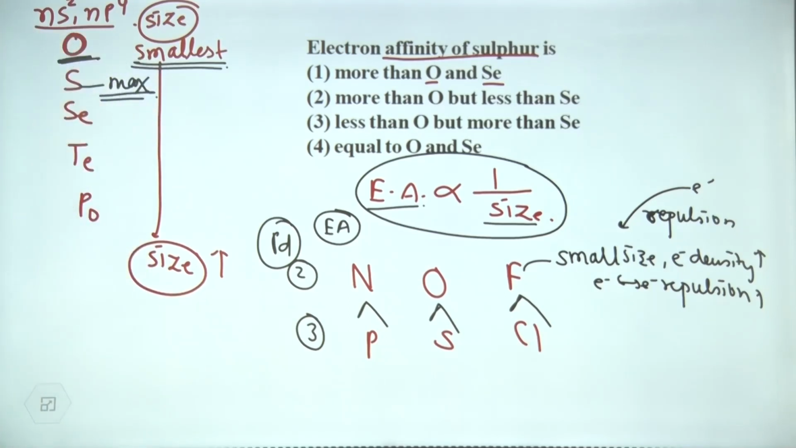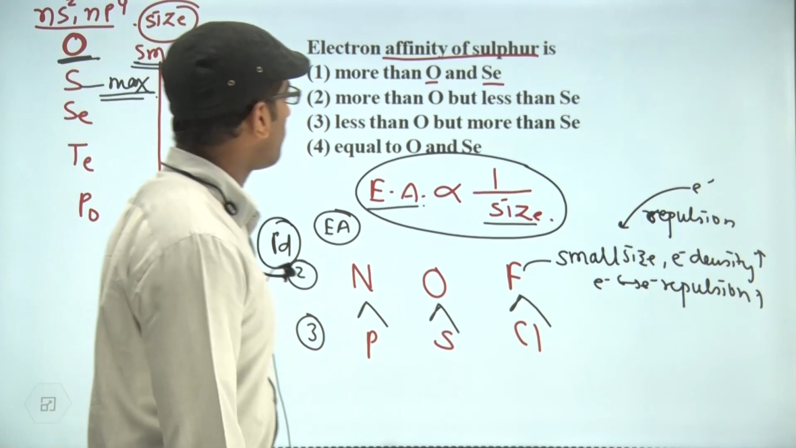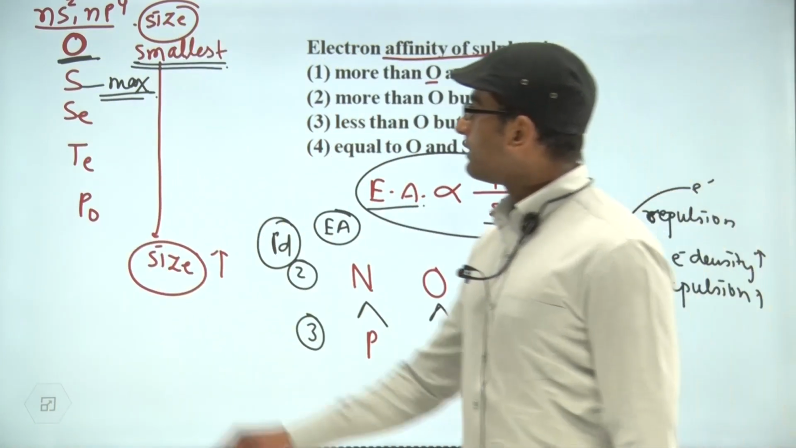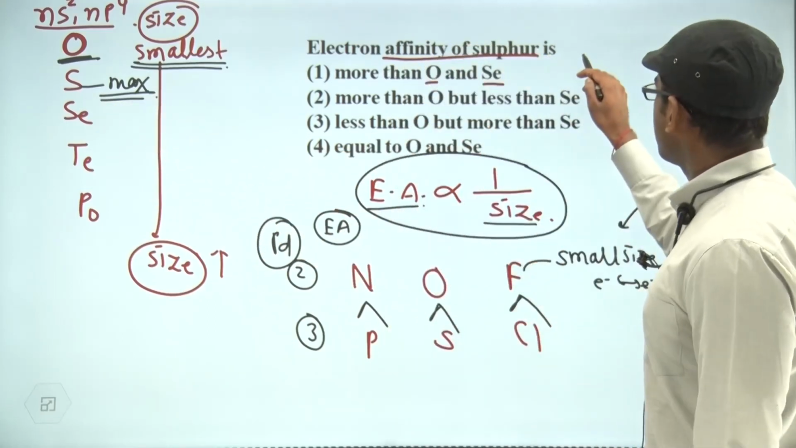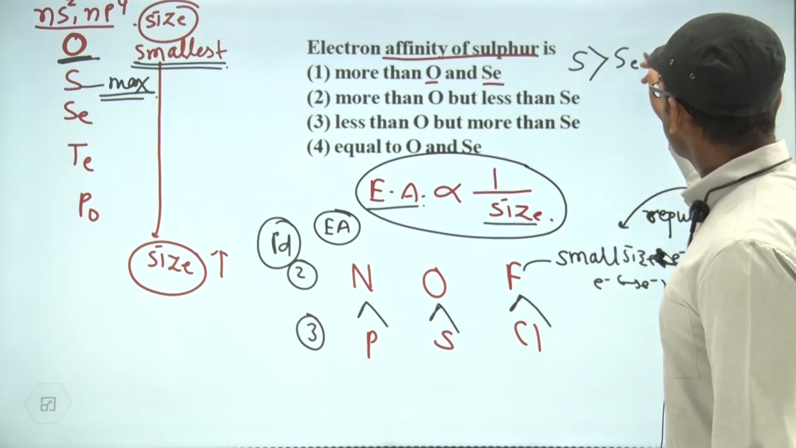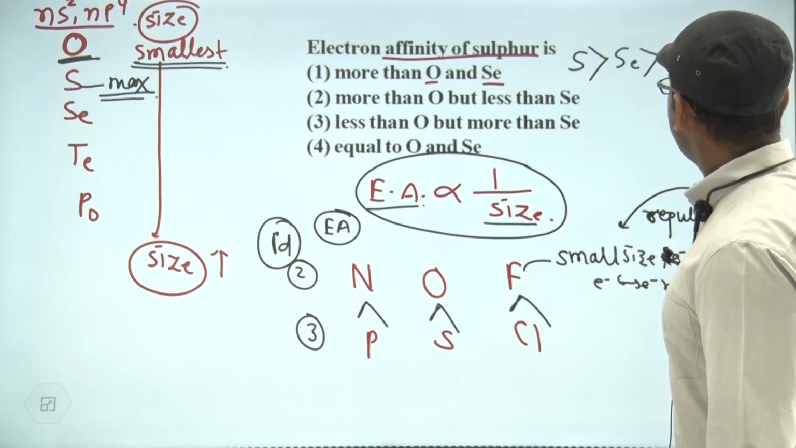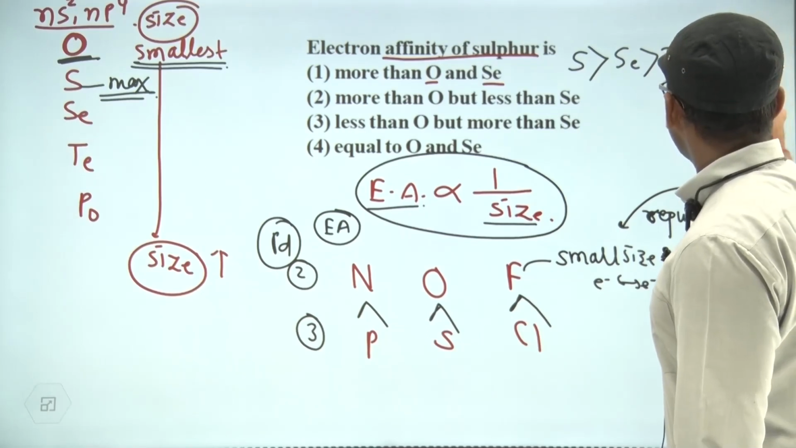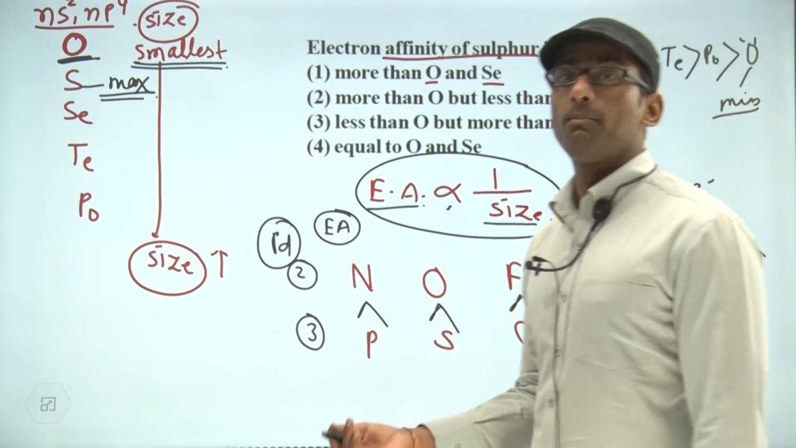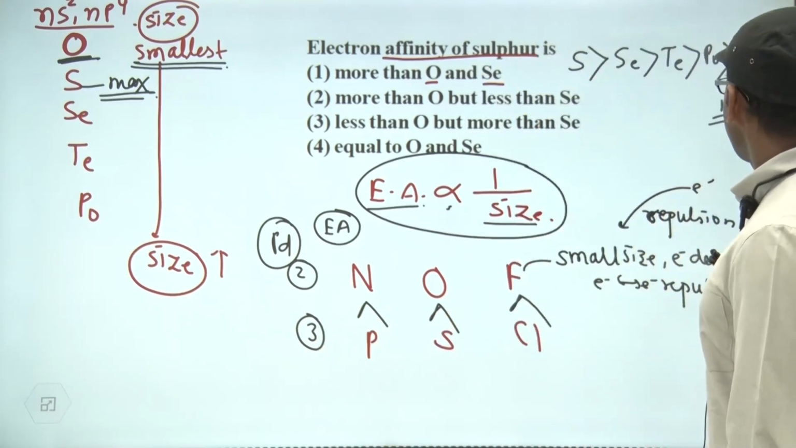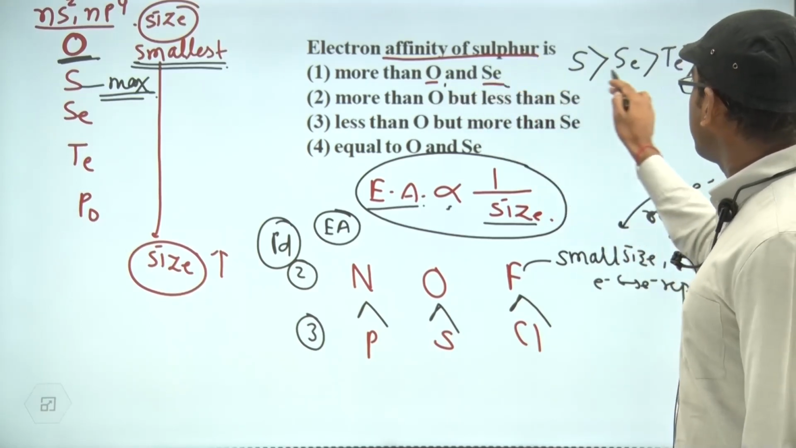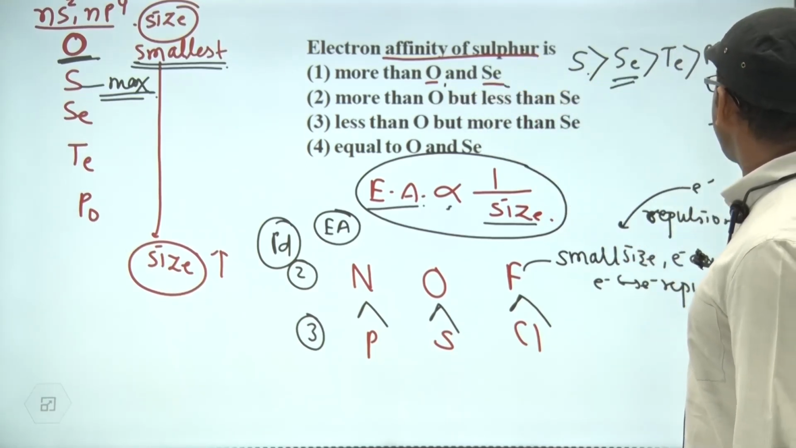It says that electron affinity of sulfur is more than oxygen and selenium. So here the order is: sulfur will show the maximum. Next, after this, we have selenium, then tellurium, then polonium. Oxygen will show the minimum. According to the trend, oxygen should show the maximum, but here it shows the minimum electron affinity. This is the trend. So sulfur has more than both selenium and oxygen.